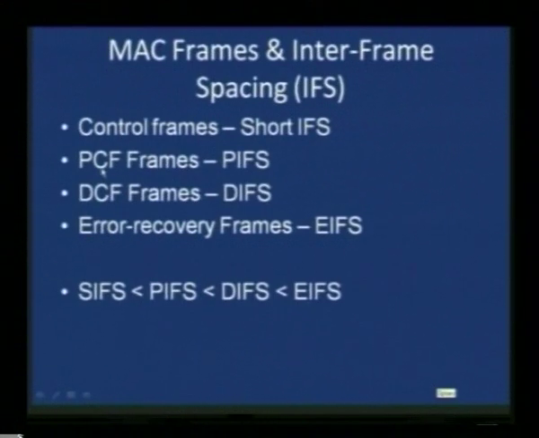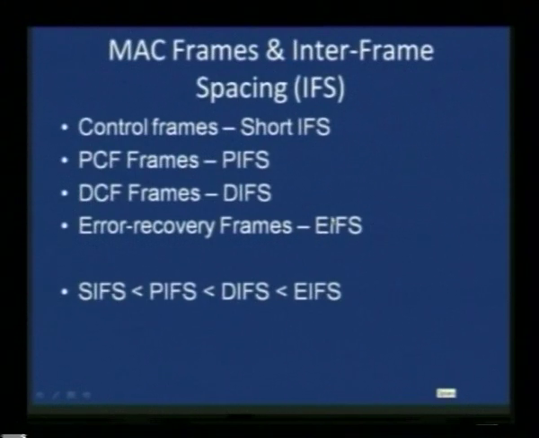And then whenever PCF frames are used, that is point coordination function frames, we use what is called a PIFS, PCF interframe spacing. Whenever distributed coordination function frames are being sent, DCF frames, they use DIFS, which is a DCF IFS. And then you also have an error recovery frame which uses an EIFS before it can be transmitted.